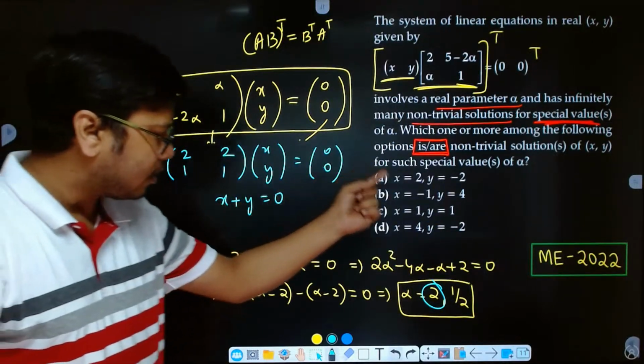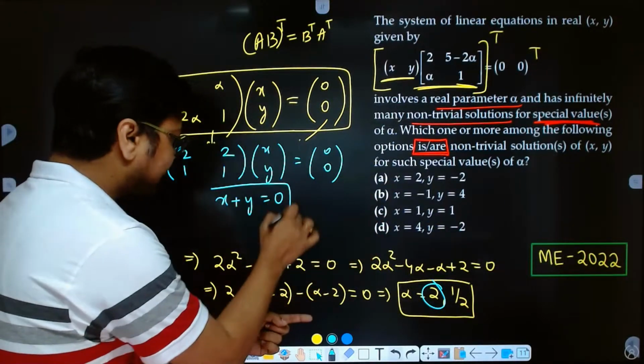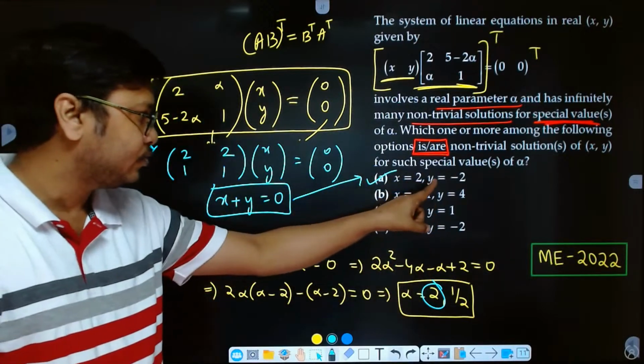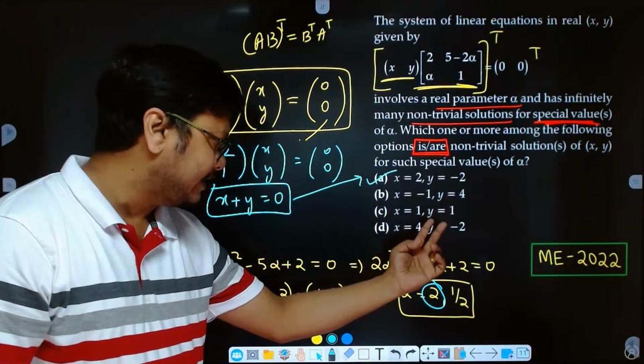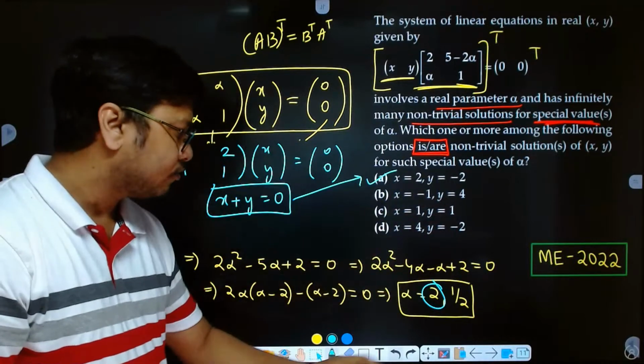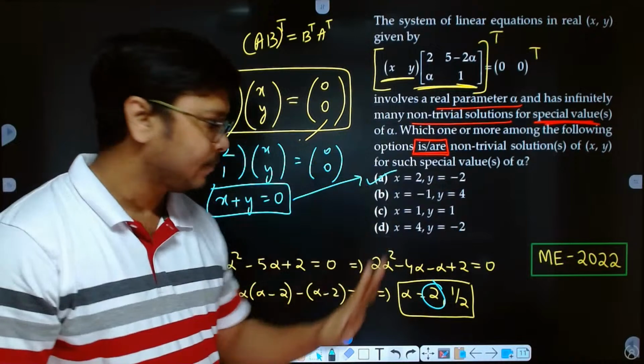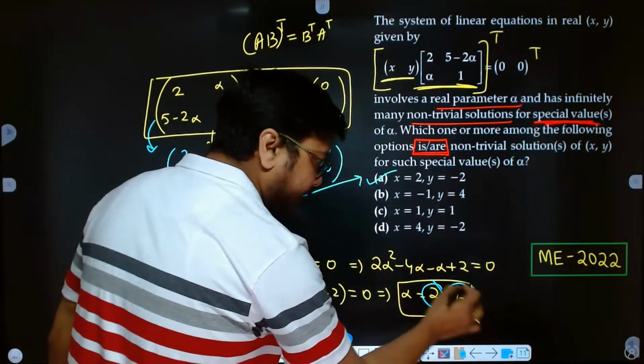Now, which of these satisfy the equation x plus y equal to 0? I can see option A satisfies x plus y equal to 0. B doesn't satisfy, C doesn't satisfy, D doesn't satisfy. So for alpha equals 2, x equals minus 2, y equals 2, that's one solution. Let's now check for alpha equals half.